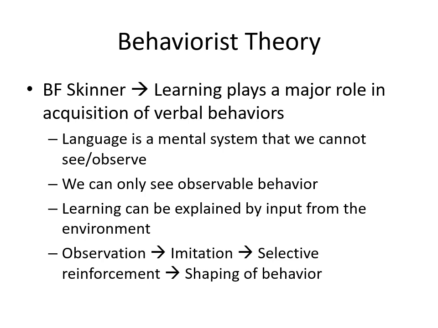So coming from a behaviorist philosophy, remember B.F. Skinner, and the belief that language is a mental system that we cannot see, we can only observe behavior. So learning is really explained by input from the environment. We can only control what we are giving the child from the environment. So from the child's perspective, the child observes some behavior, they imitate that behavior, then they are selectively reinforced for that behavior, so either positively or negatively, and through that process, their behavior is shaped.